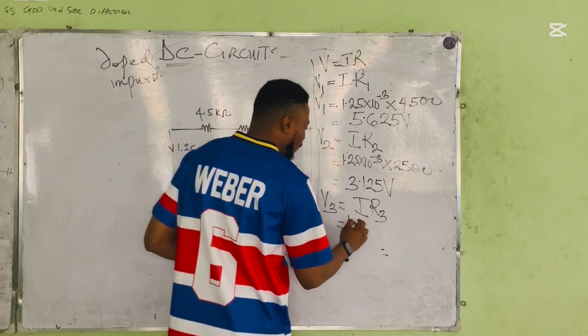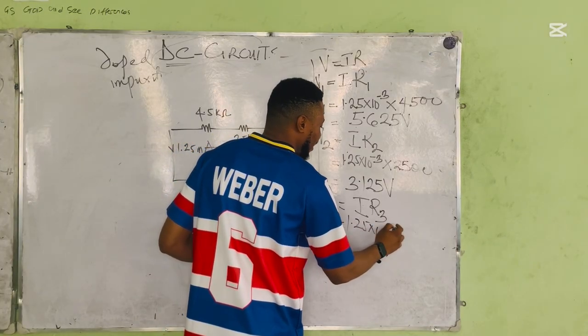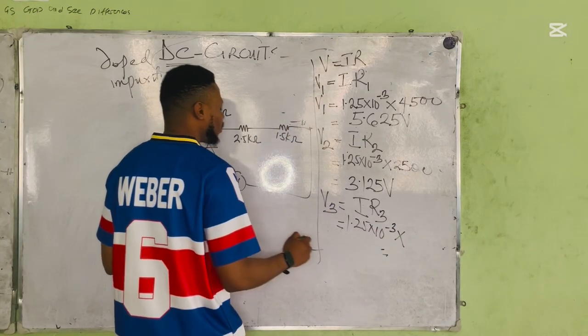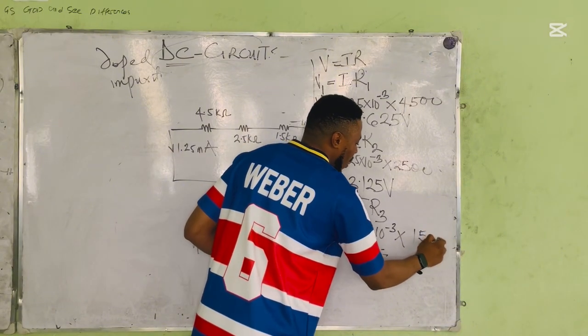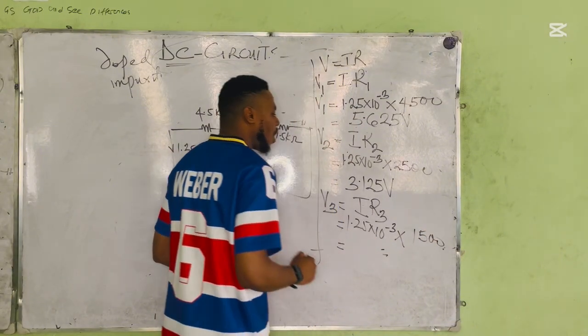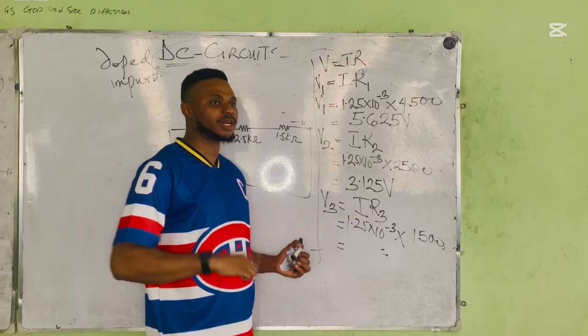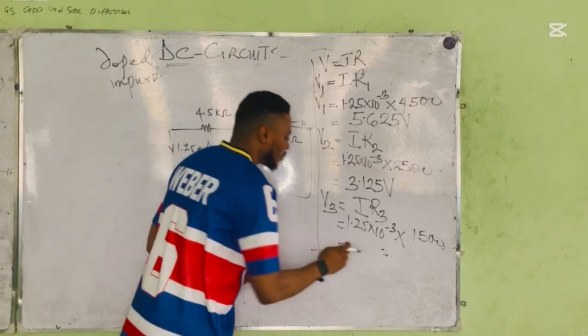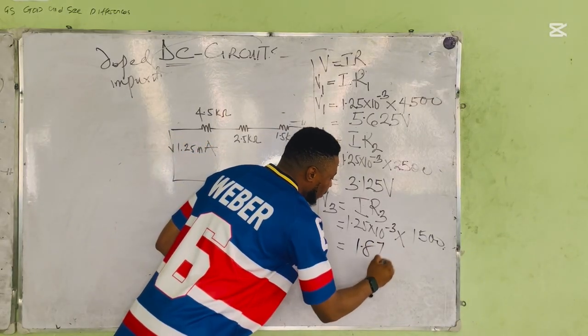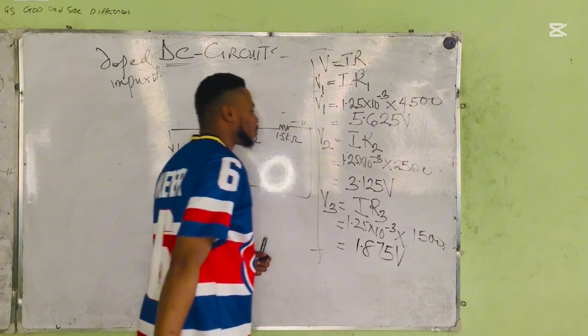Now V3 will be equal to IR3. Our I is 1.25 times 10 raised to power minus 3 times R3, which is 1,500, that is 1.5 kilo ohms. So when we multiply by 1,500, what are we going to get? 1.875 volts.